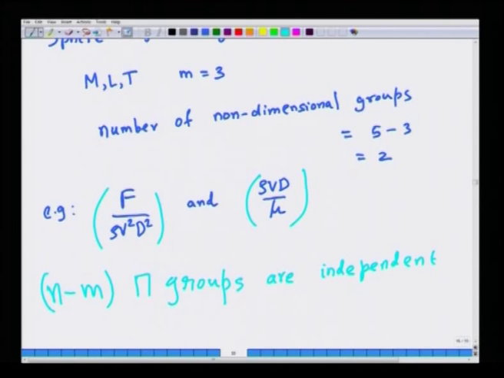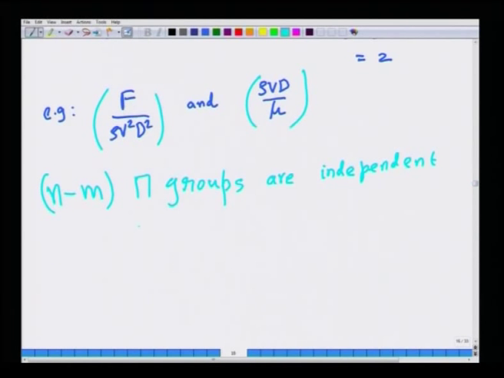All I am saying is that in a more complicated problem, you cannot write pi 1 as pi 2 by pi 3, okay, because you have pi 1, pi 2, pi 3 as three independent groups. You cannot get one in terms of the other readily. Okay. So in general, all n minus m groups are independent groups, in that one cannot write one in terms of the other.